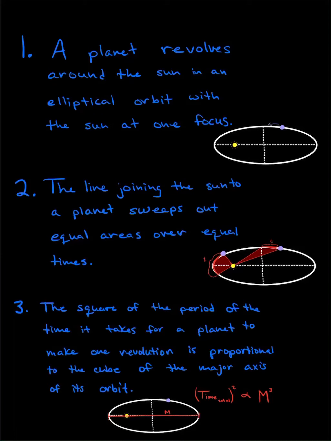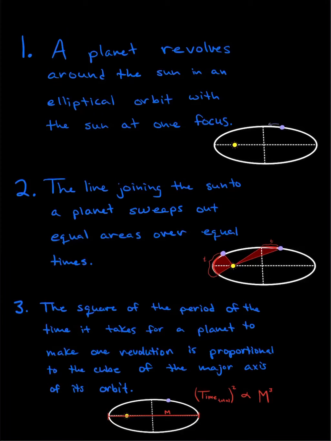A planet revolves around the sun in an elliptical orbit with the sun at one focus. The line joining the sun to a planet sweeps out equal areas over equal times, and the square of the period, the amount of time it takes for the planet to make one revolution around its sun, is proportional to the cube of the major axis of its orbit. So we know so much about how the planet moves, specifically that it always moves in an elliptical orbit. So it can't just change its orbital shape randomly.